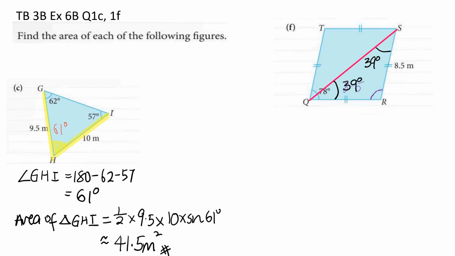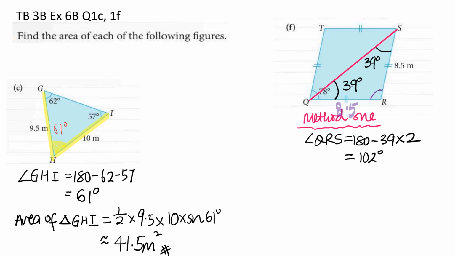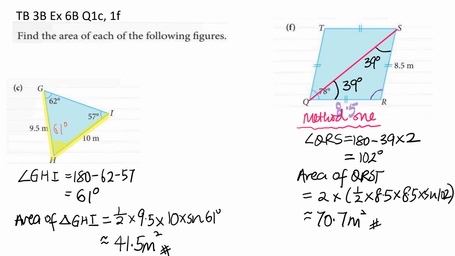Why is it an isosceles triangle? Because you're given the four sides to be of the same length. So this is also 8.5 meter, therefore it's an isosceles triangle. And then we can go ahead to find the angle QRS, which is 180 minus 39 times 2, because there are two angles each 39. That gives you 102. And then we can go ahead and apply the formula we've learned earlier on.